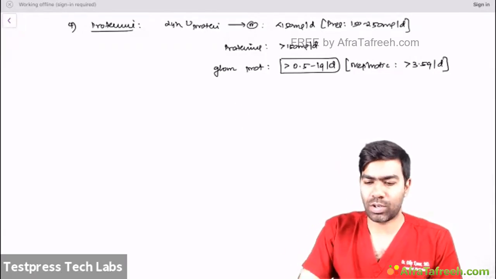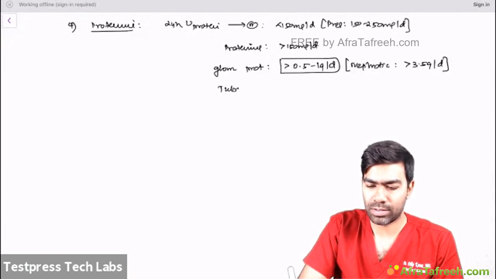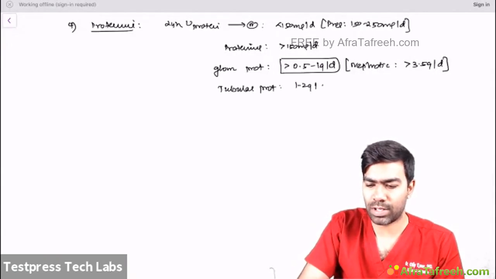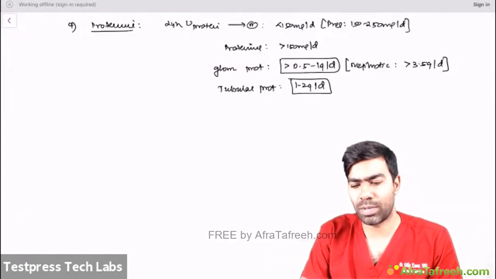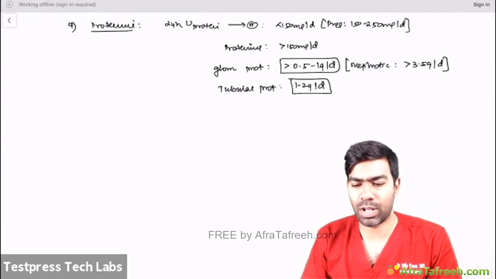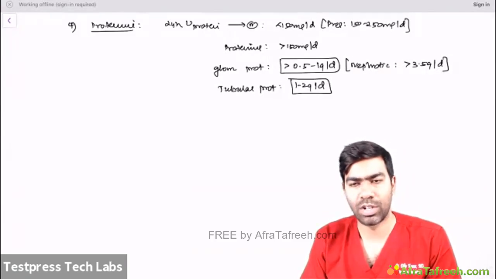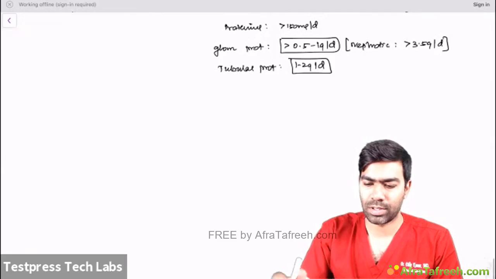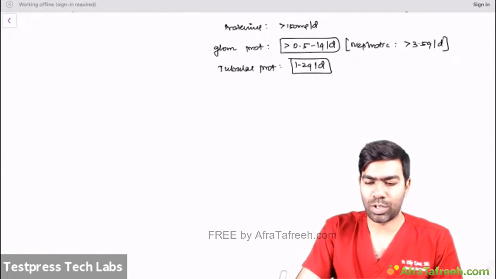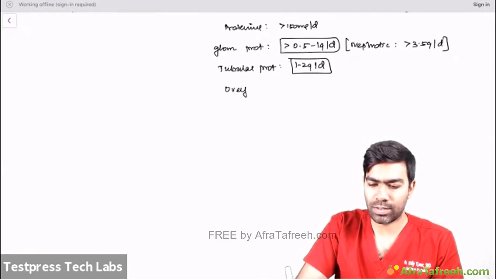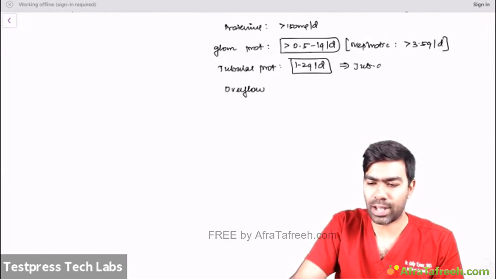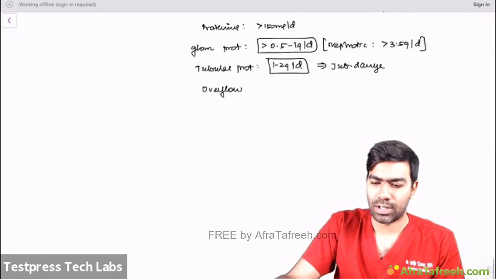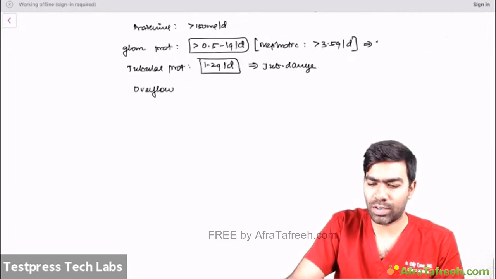Then apart from that, we have something called a tubular proteinuria, which will be typically in the range of 1 to 2 grams per day. It's very difficult to differentiate just by seeing the amount of protein, but these are some questions in exam. Tubular proteinuria typically will be in the range of 1 to 2 grams per day. And there are other types of proteinuria called overflow proteinuria. Remember, tubular proteinuria will happen in the setting of a tubular damage. Glomerular proteinuria will happen in the setting of a glomerular damage.